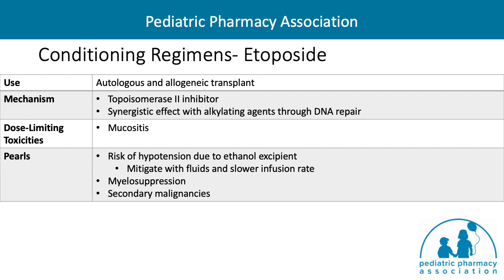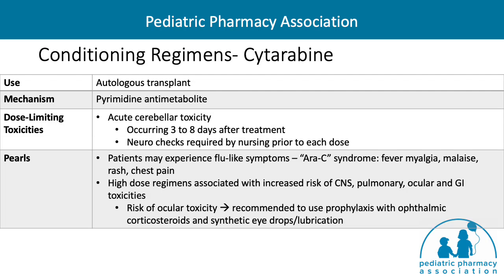Myelosuppression is also prevalent with etoposide, as well as the risk of secondary malignancies. The last agent we will be discussing is cytarabine and is seen to be used in autologous transplant. This is a pyrimidine antimetabolite agent.